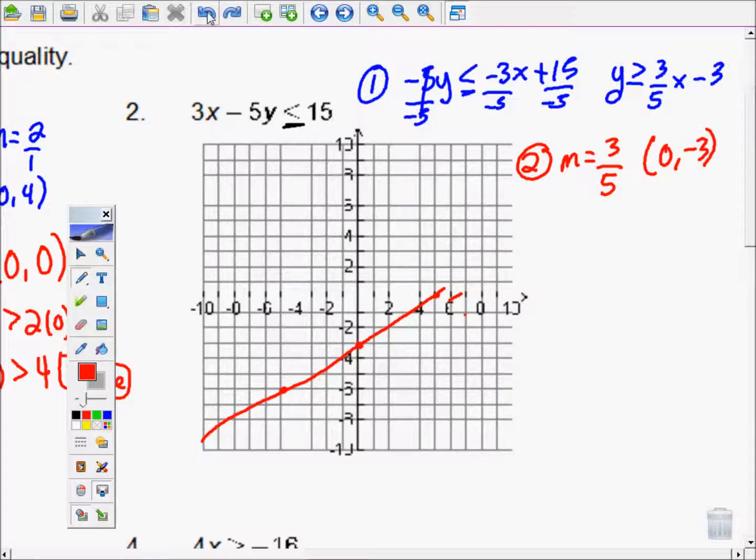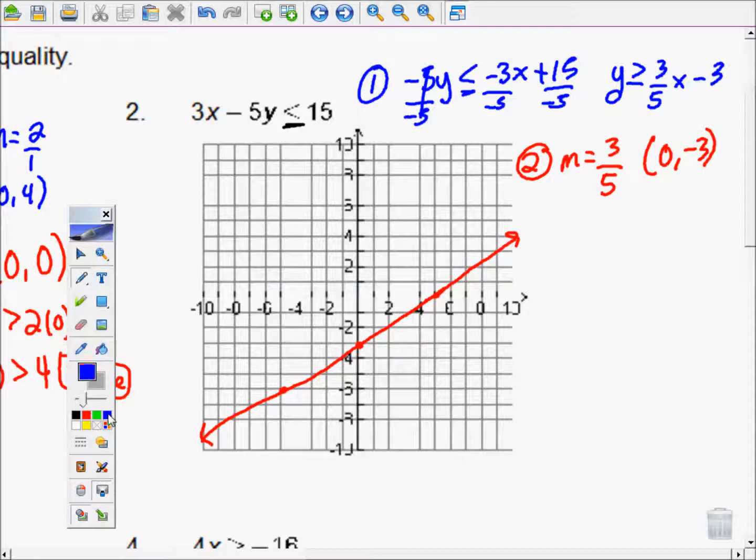Aw, my line went off. A little bit. Okay, how come it's solid? It is solid because it's greater than or equal to, or less than or equal to. Anytime "or equal to" comes into play, your boundary line is solid.